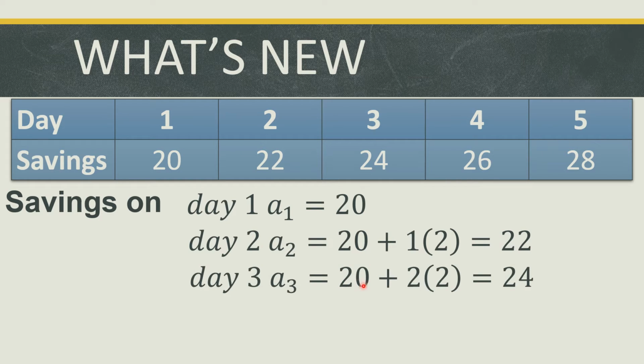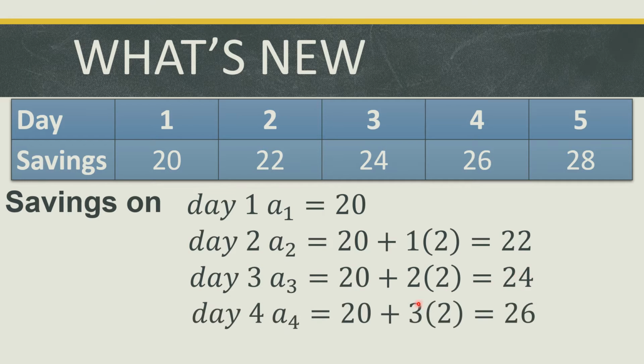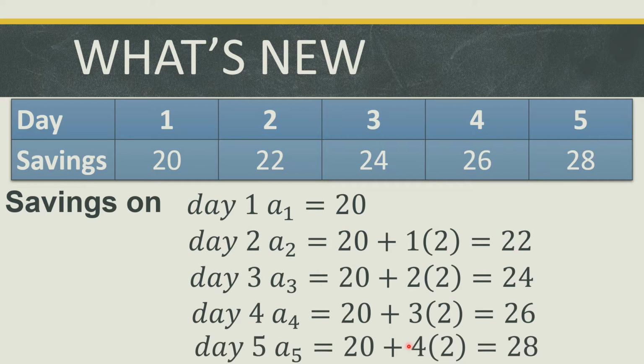On the third day, we're just going to multiply the common difference by 2. So that is 2 times 2, which is 4. So 4 plus 20 is 24. On the fourth day, we're going to multiply the common difference by 3 this time. So 3 times 2, that is 6, plus 20, that is 26. On the fifth day, we're going to multiply the common difference by 4. So that is 8, and 8 plus 20 is equal to 28.